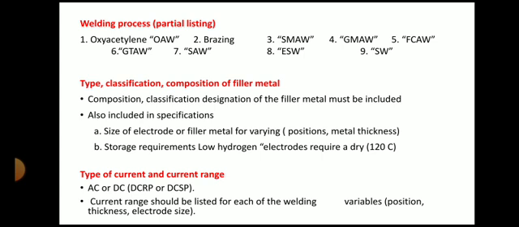Then the type, classification and composition of filler metal. It should contain the information about the filler metal, that is its chemical composition, its classification, and the designation of the filler metal. It also includes the size of the electrode, that means what kind of electrode you are going to use. Suppose you are performing welding with GTAW, then it must contain the information about the tungsten electrode that you are using. Suppose you are using the GMAW process, then it should contain the information about the consumable electrode.